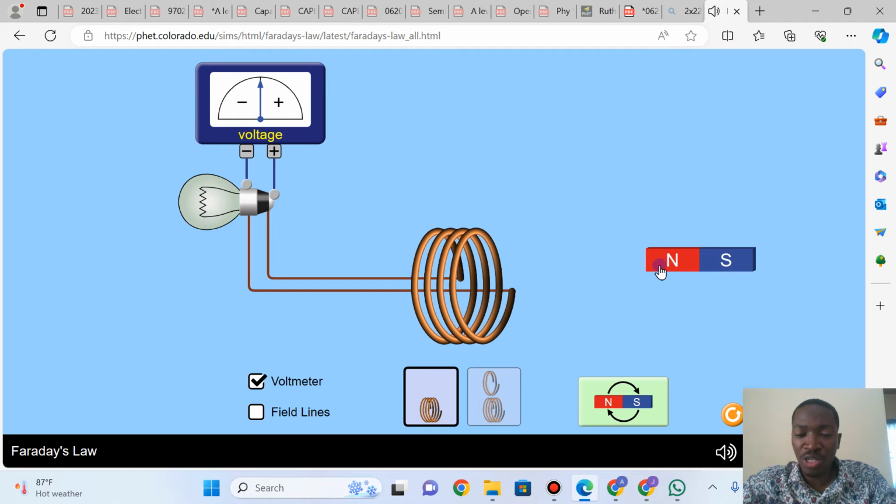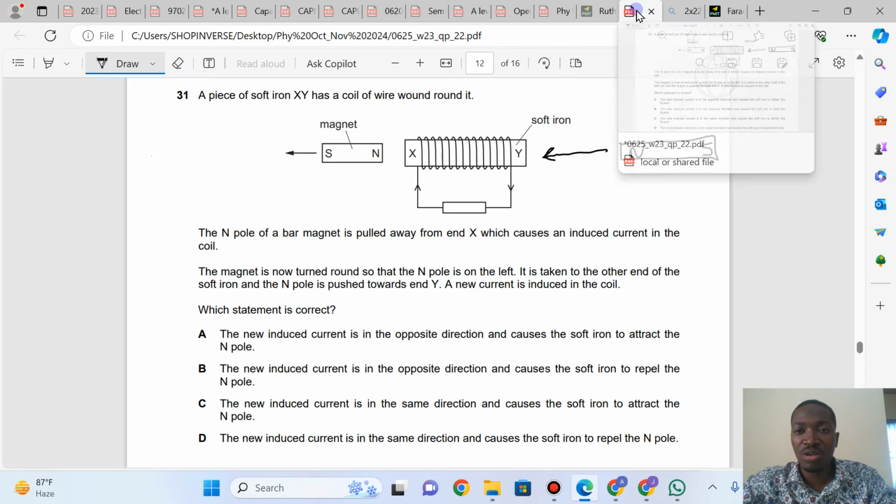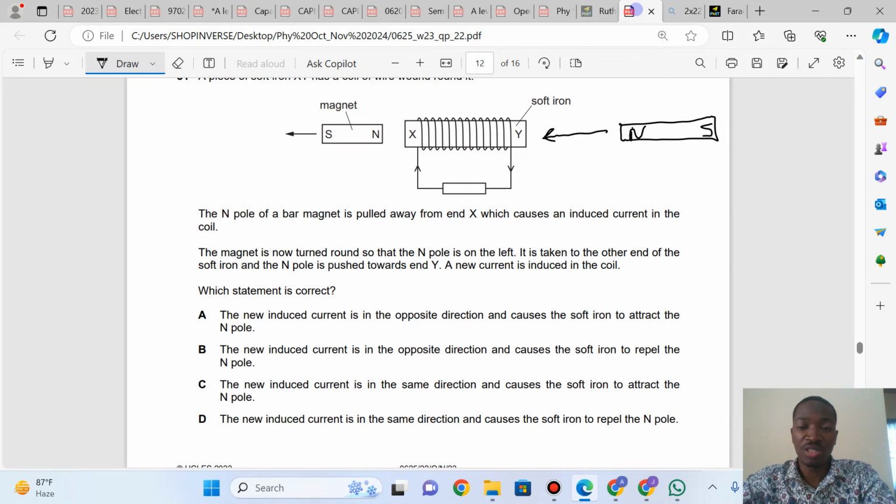Now I will push the magnet towards the coil and see whether the galvanometer will deflect in the same direction or the direction of deflection will be the opposite direction. Let's see. Now I'm pushing the magnet into the coil. You see, the direction of deflection of the galvanometer is in the same direction as what we had at first. So the direction of deflection will not change since we are switching two things, flipping the magnet and moving it to the other side of the coil. Once we change two things, the direction of deflection remains the same.